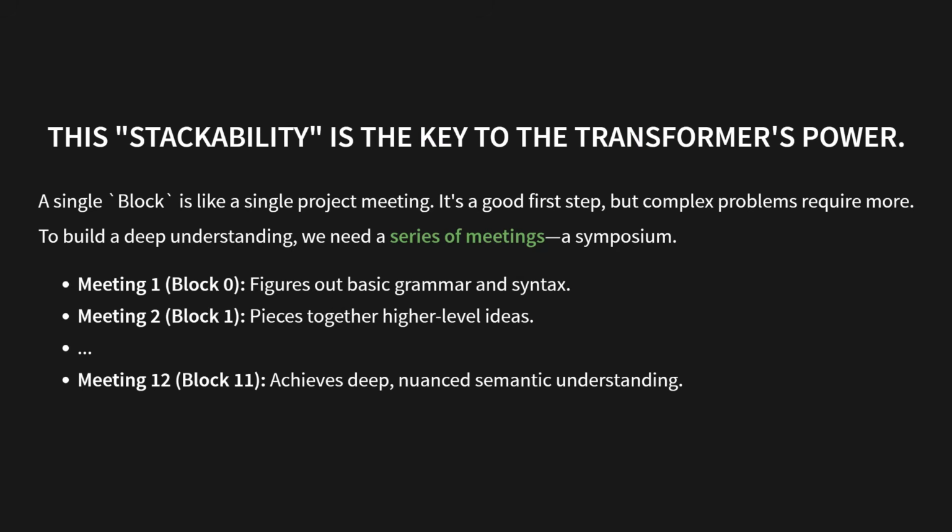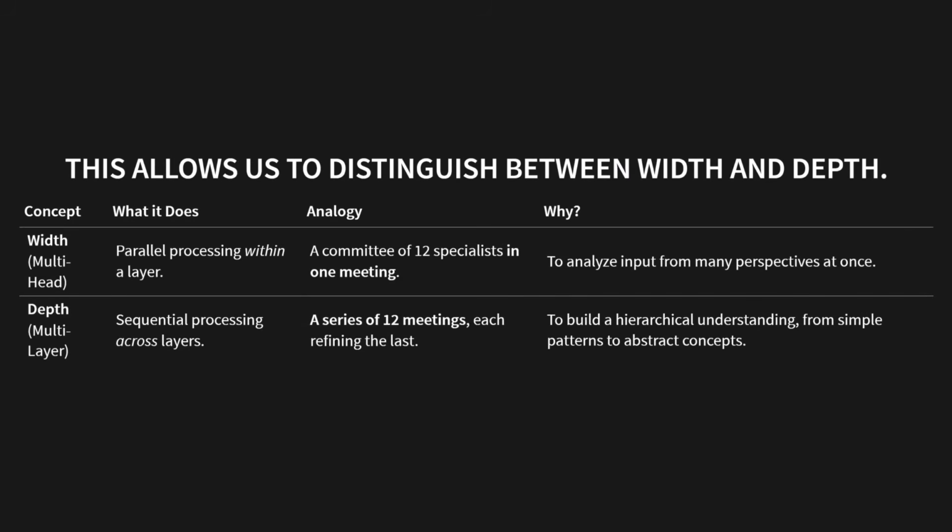For example, meeting 1, or block 0, figures out basic grammar and syntax. Then meeting 2, block 1, takes that and pieces together higher-level ideas. You fast forward all the way to meeting 12, block 11, and it achieves deep, nuanced, semantic understanding. This allows us to distinguish between width and depth.